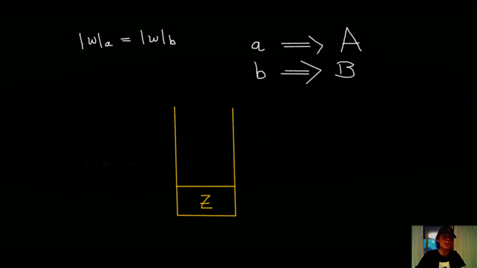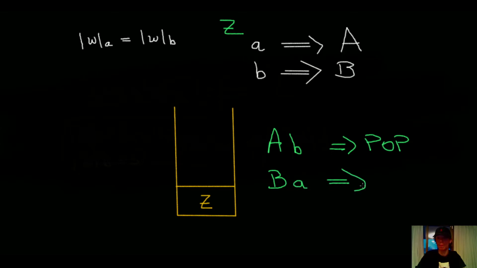Now, what happens? This is basically when I have Z as the top of the stack. What happens if, for instance, I have A as the top of the stack and I read b? Then I have to pop this A because it gets cancelled with this b. And in the same way, if I have B as the top of the stack and I read the a, I have to pop the B. So let's see how we do this step by step.